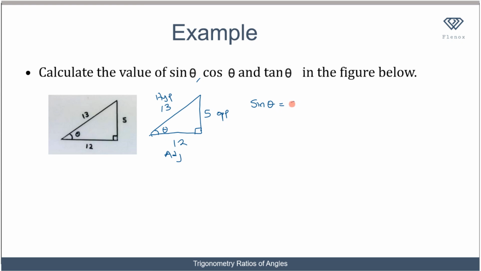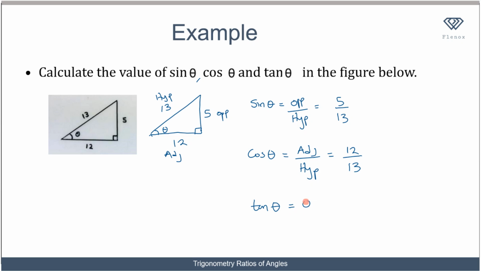Now what is the value of sine theta? Sine theta, we have been told, is opposite over the hypotenuse. In this case, what is the opposite? The opposite is 5, and what is the hypotenuse? 13. So sine theta is 5 over 13. How about cos theta? Cos theta, we are told, is equal to the adjacent over the hypotenuse. Now what is the adjacent? The adjacent is 12, and the hypotenuse is 13. So cos theta is 12 over 13.